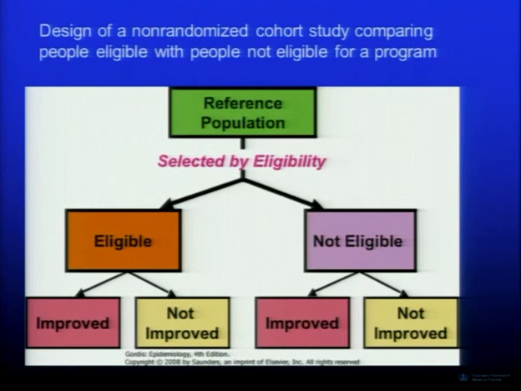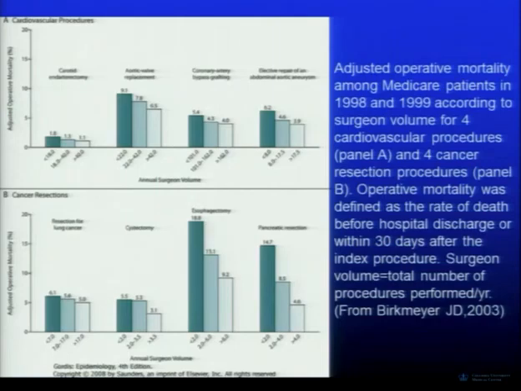So when do we use some of these data? One of the things that happens is you might look at adjusted operative mortality. This is looking at all Medicare patients according to surgeon volume, for 4 different cardiovascular procedures on the top and for 4 different cancer resection procedures on the bottom. What they're defining here is operative mortality as the rate of death before hospital discharge or within 30 days after the procedure. And the surgeon volume is the total number of procedures performed per year. So this is the annual surgical volume, and this is how many people actually die.